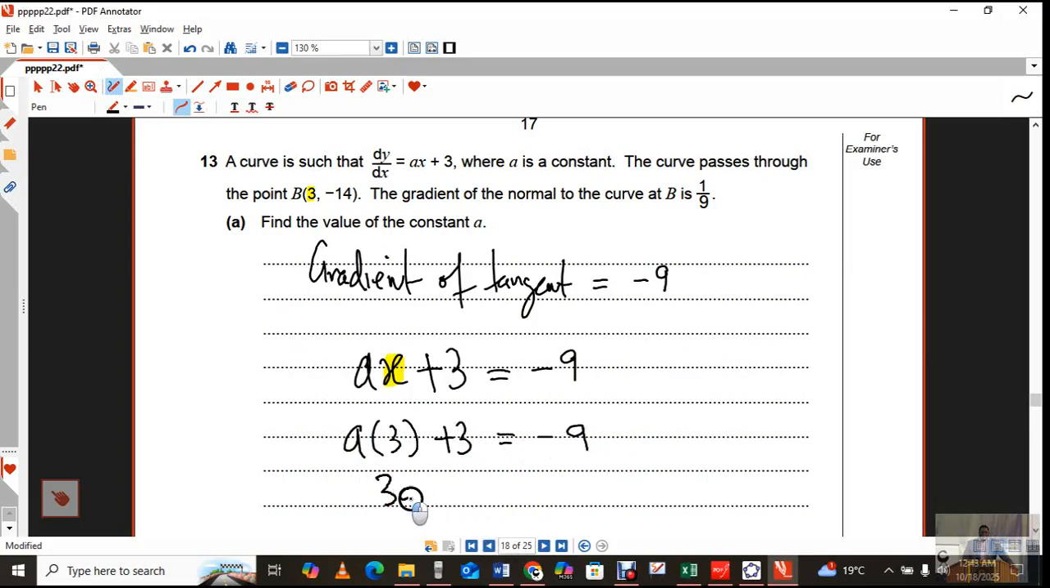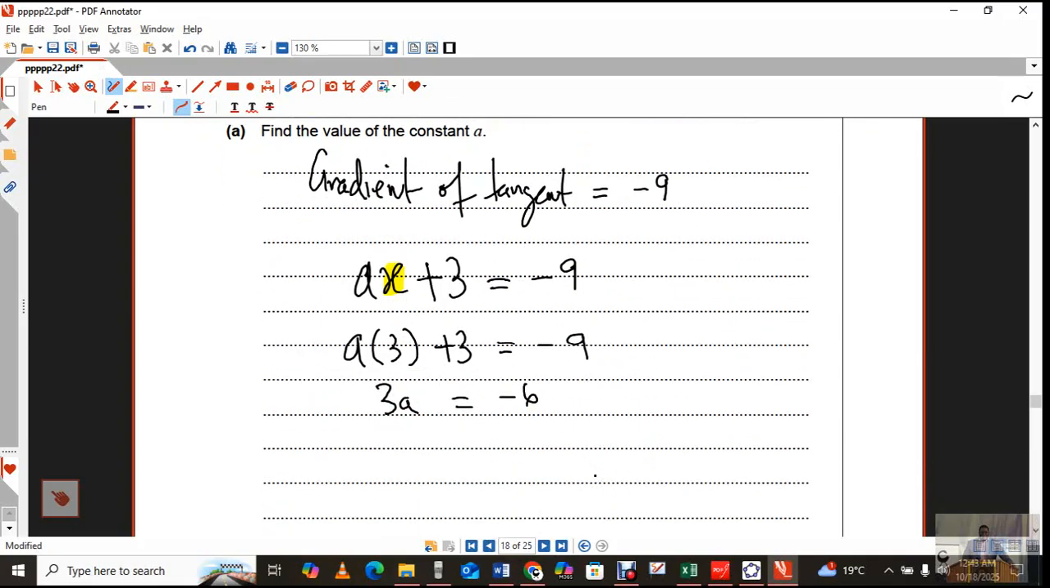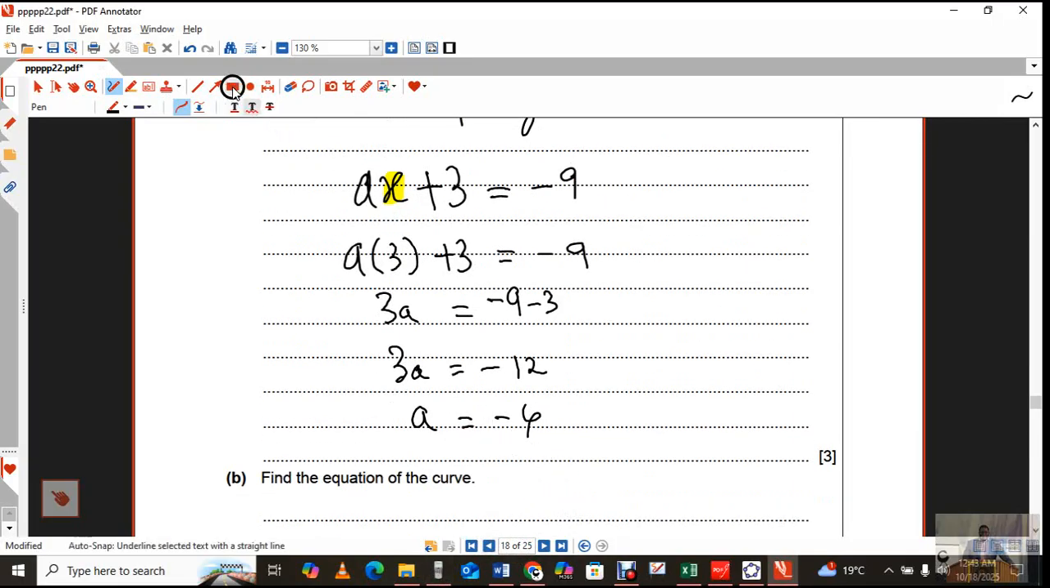So 3a is equal to negative 9 minus 3. 3a is equal to negative 12. There we go. Then a is equal to negative 4, that would be if you are dividing negative 12 by 3.